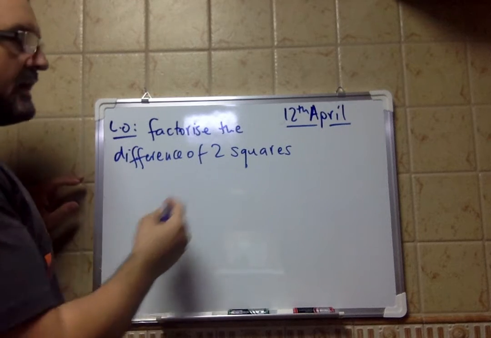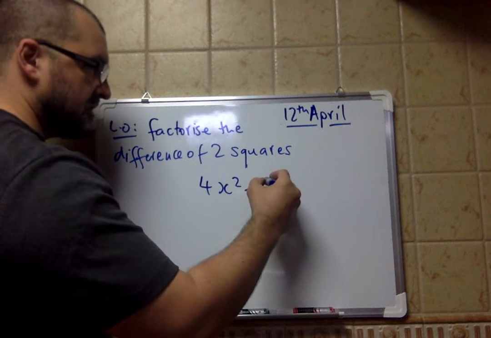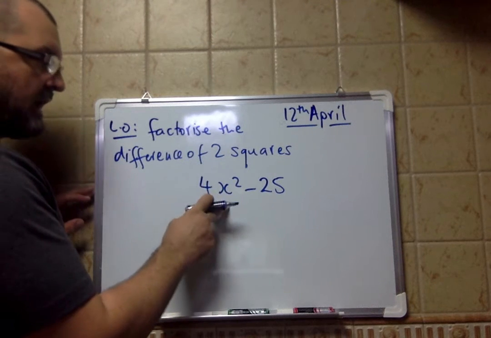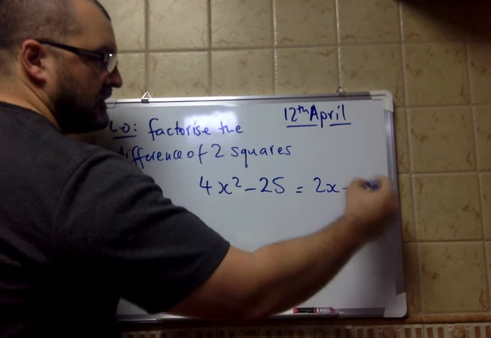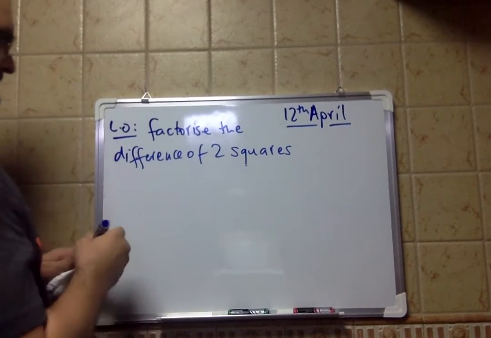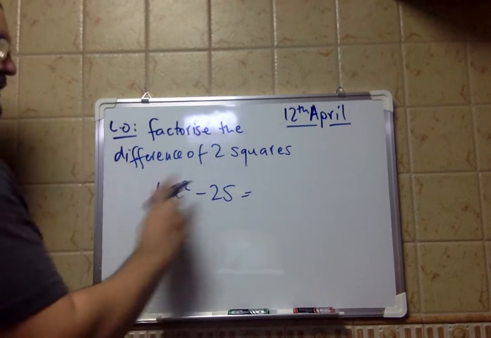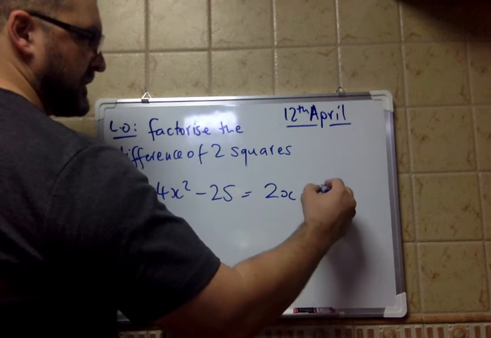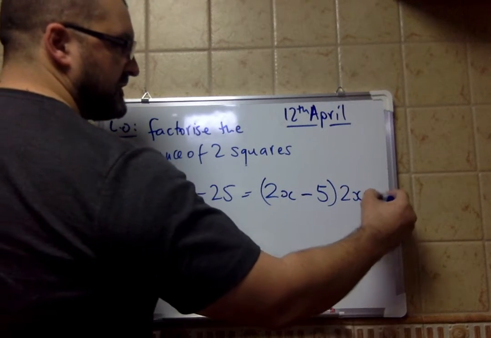We might have a combination of a number and a letter. For instance, 4x squared minus 25. Let's give myself a little bit more space here. Start over here: 4x squared minus 25. The square root of 4 is 2, the square root of x squared is x, then minus the square root of 25, which is 5. That's in the first bracket. The second one is, again, the same as the beginning, 2x plus 5.